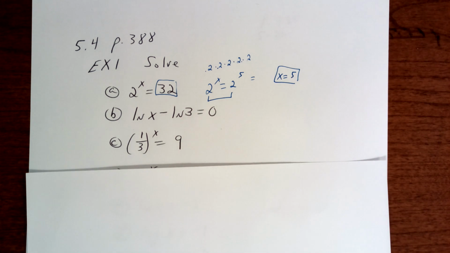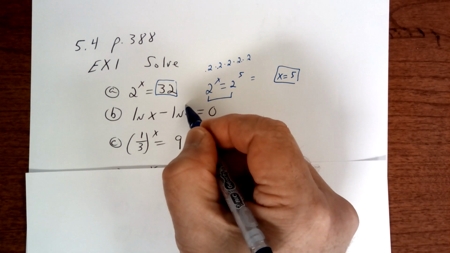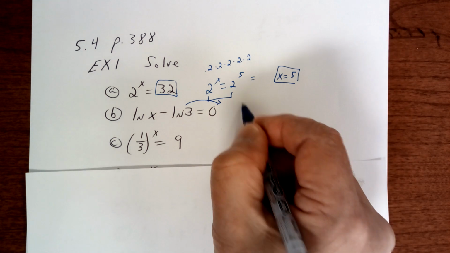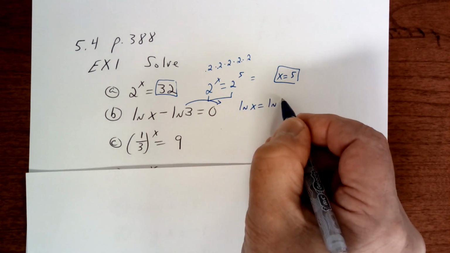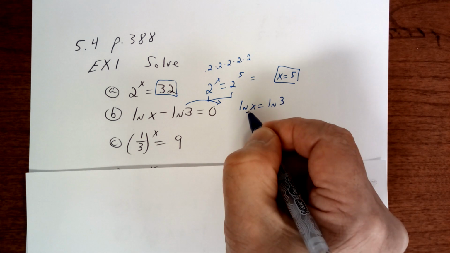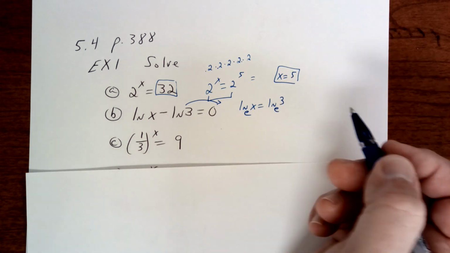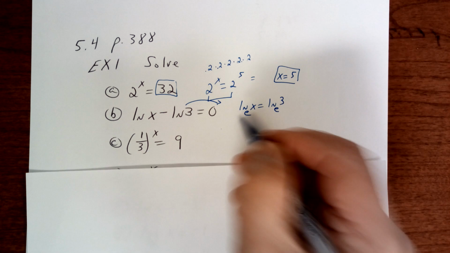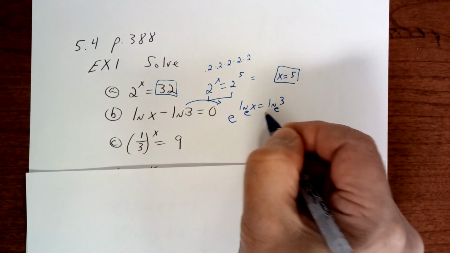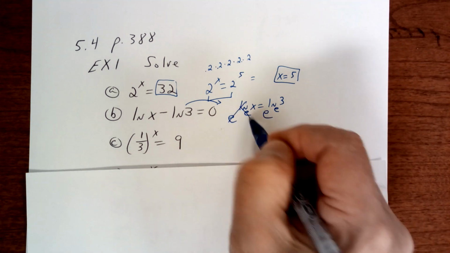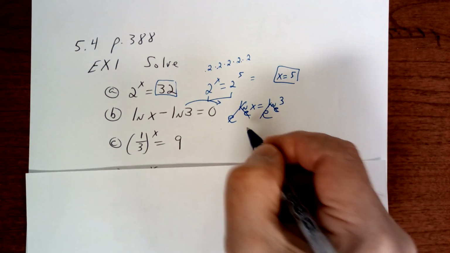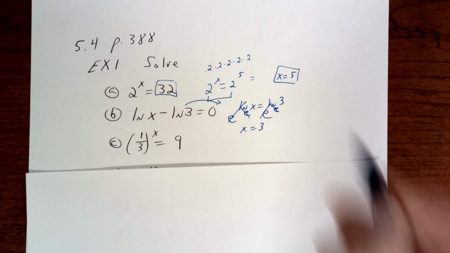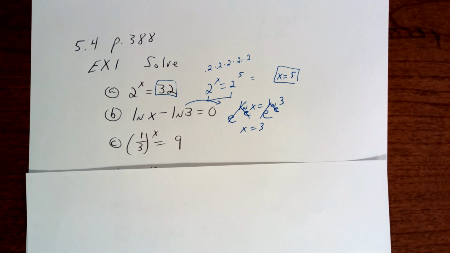This one right here, you're going to first move this one over. So you're going to say the natural log of x equals the natural log of 3. Now remember, this is base e, and I'm going to write it in. And then I'm going to raise both sides exponentially like that, and then this cancels. And this cancels. So I get x equals 3. Okay, make sure you understand that.